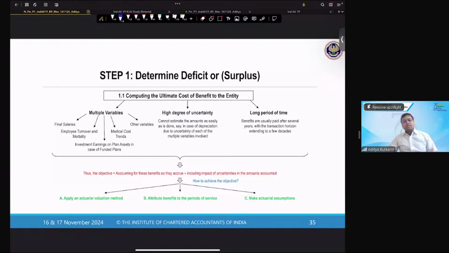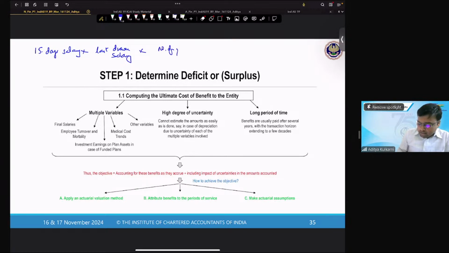Sir, the question was simple because this was a lump sum payment that was determined at the beginning of the year. But let us consider something like gratuity. Now, how is my gratuity calculated? 15 days salary based on the last salary drawn for the number of years served. So it will be 15 days salary multiplied by last drawn salary multiplied by number of years of service.